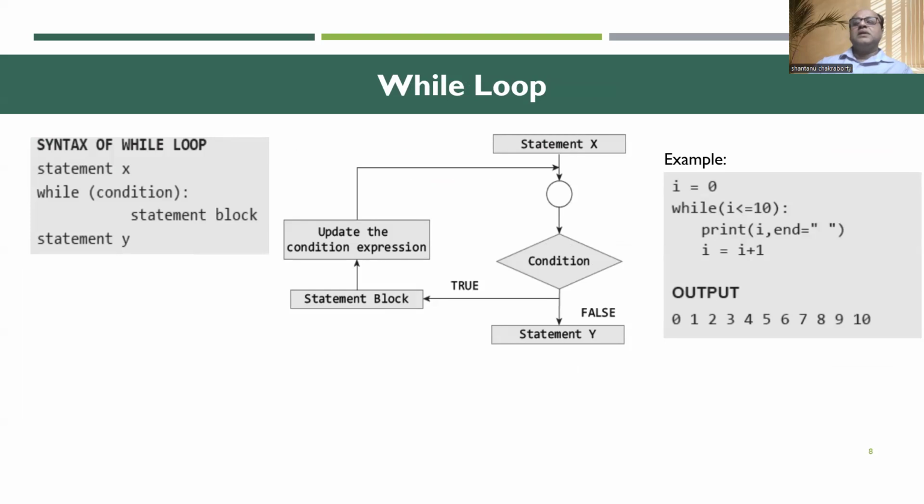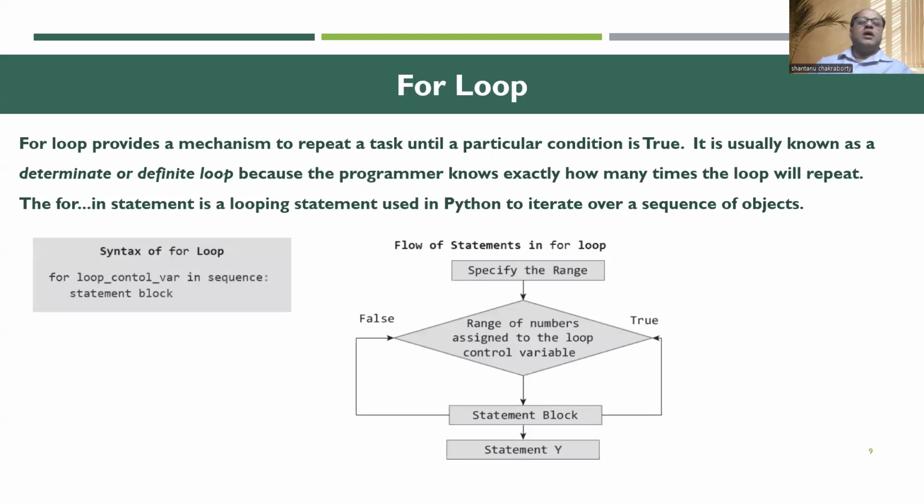So while basically is an entry control loop. It's going to check for a condition. If the condition is true, then the instructions within the body of the loop will be executed. And once the condition is false, we are going to move out of the body of the loop and the iteration will stop.